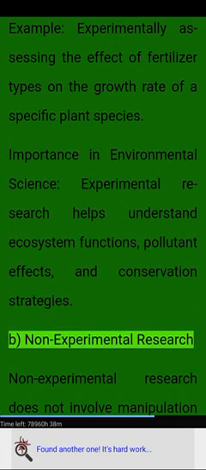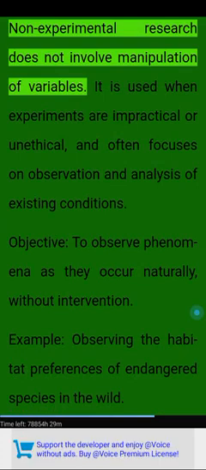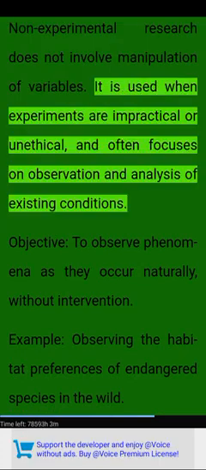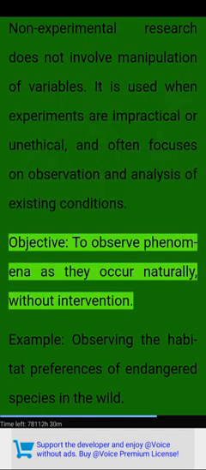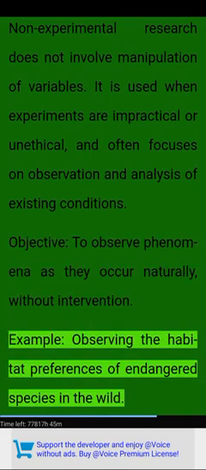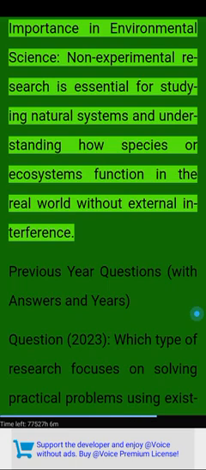B. Non-experimental research. Non-experimental research does not involve manipulation of variables. It is used when experiments are impractical or unethical, and often focuses on observation and analysis of existing conditions. Objective: to observe phenomena as they occur naturally, without intervention. Example: observing the habitat preferences of endangered species in the wild. Importance in environmental science: non-experimental research is essential for studying natural systems and understanding how species or ecosystems function in the real world without external interference.